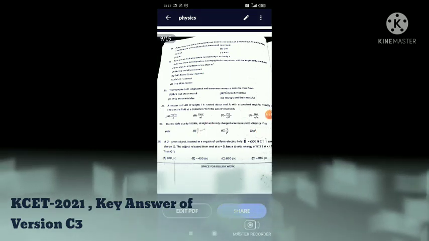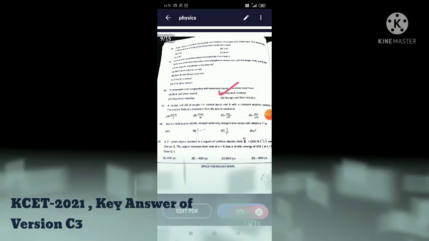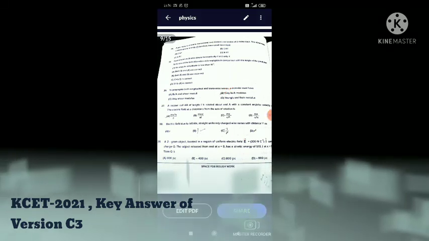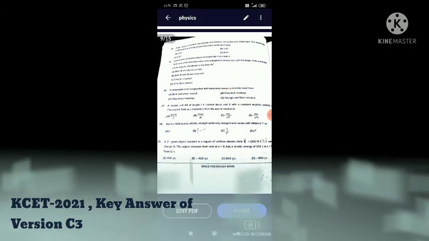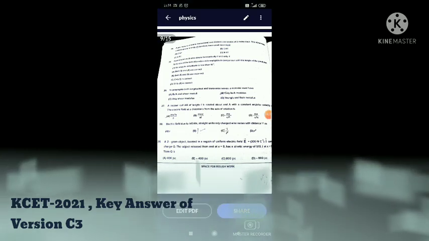To propagate both longitudinal and transverse waves, a material must have. The correct answer is answer B. Next, 37 question. A copper rod AB of length l is rotated about end A with a constant angular velocity. The electric field at a distance x from the axis of rotation is option A.